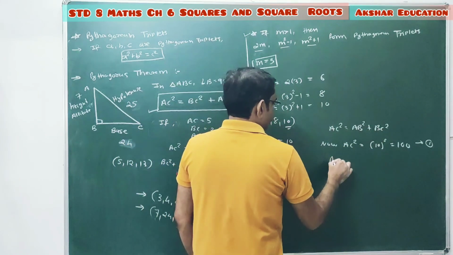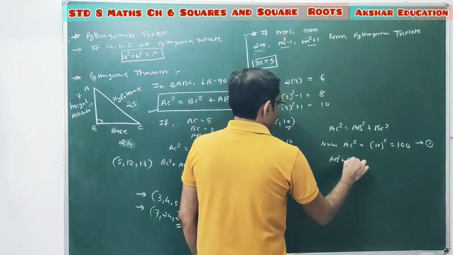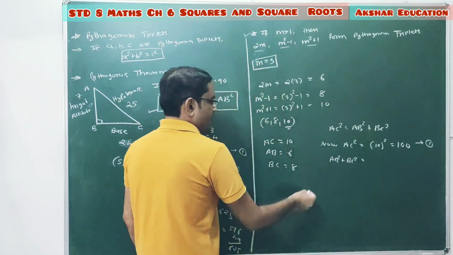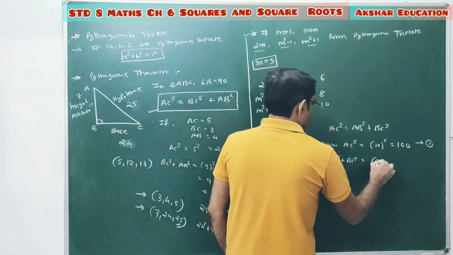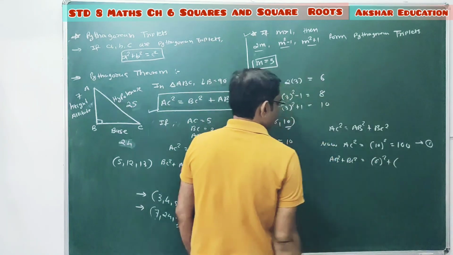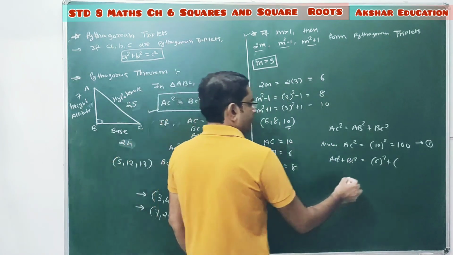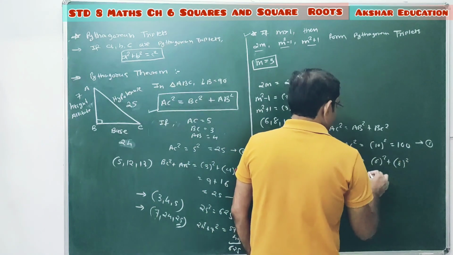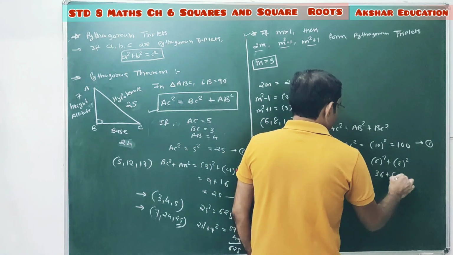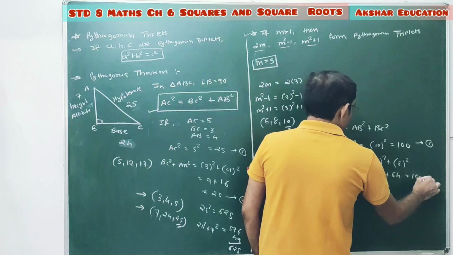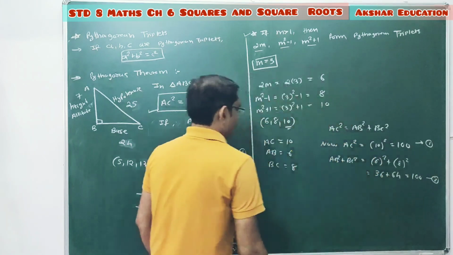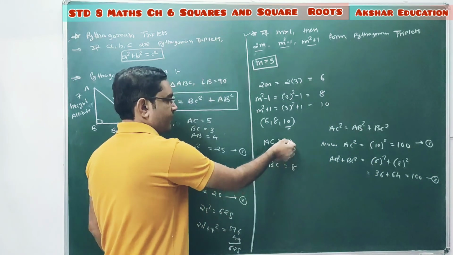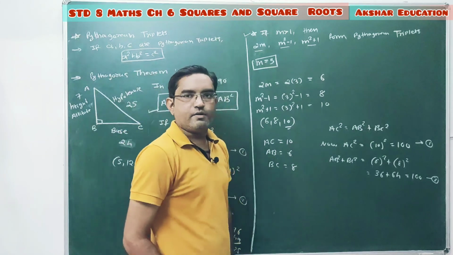This is our left hand side. Consider the right hand side. It is AB square plus BC square. AB is 6, so it is 6 square plus BC square. BC is 8, so it is 8 square. So AB square is 36, BC square is 64. That is also 100. So for these values of sides 10, 6 and 8, our Pythagoras theorem is verified.